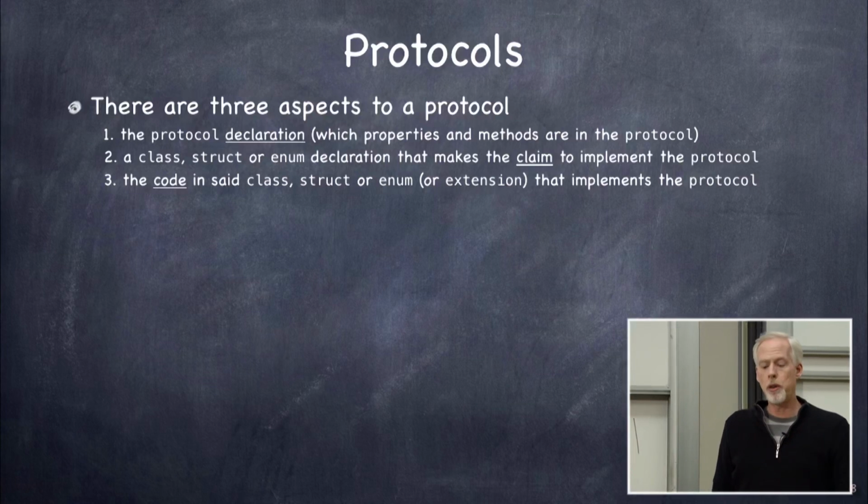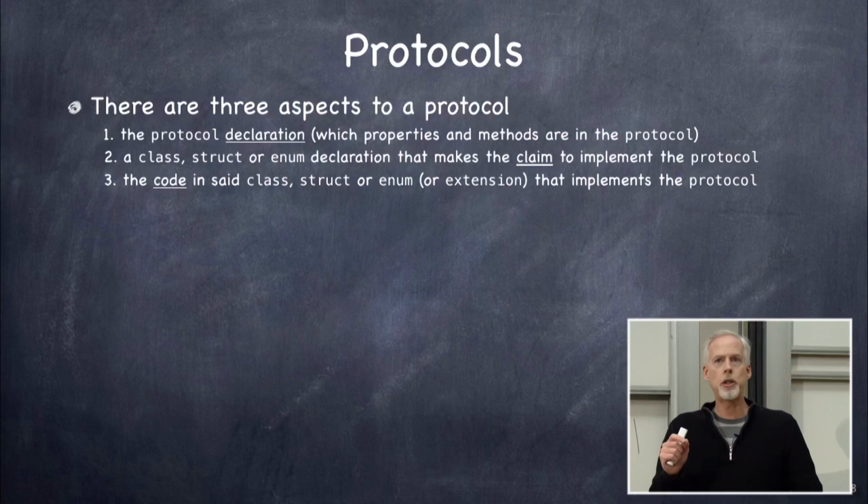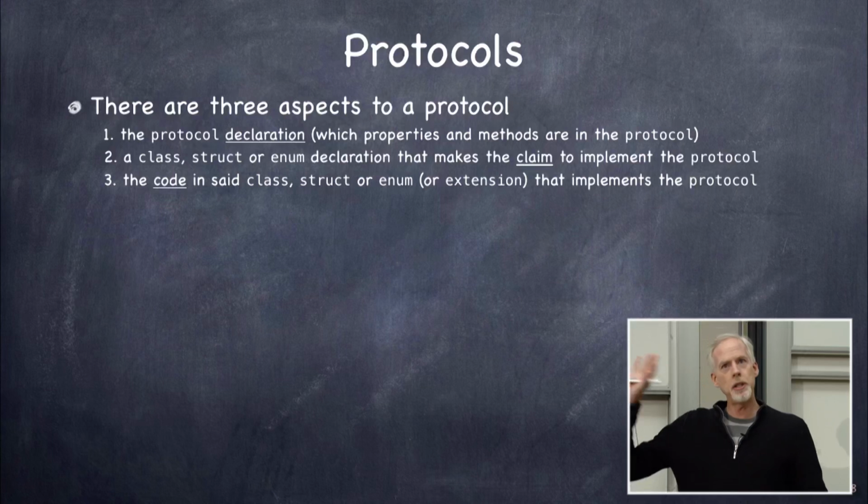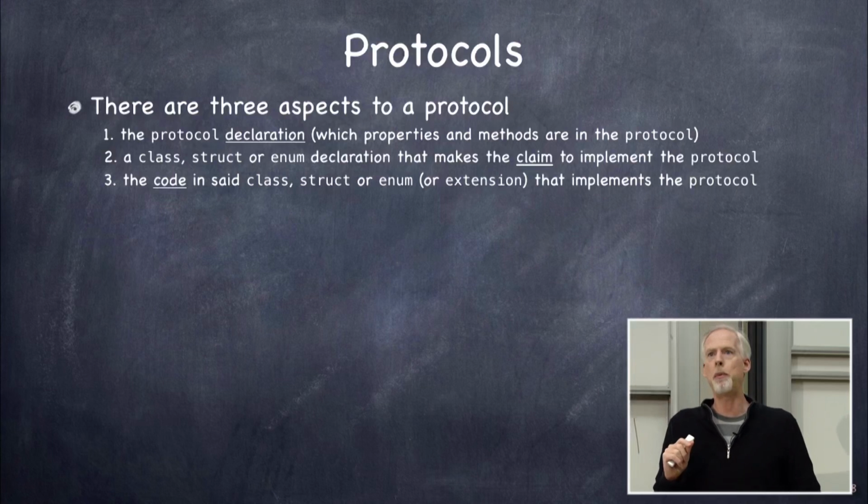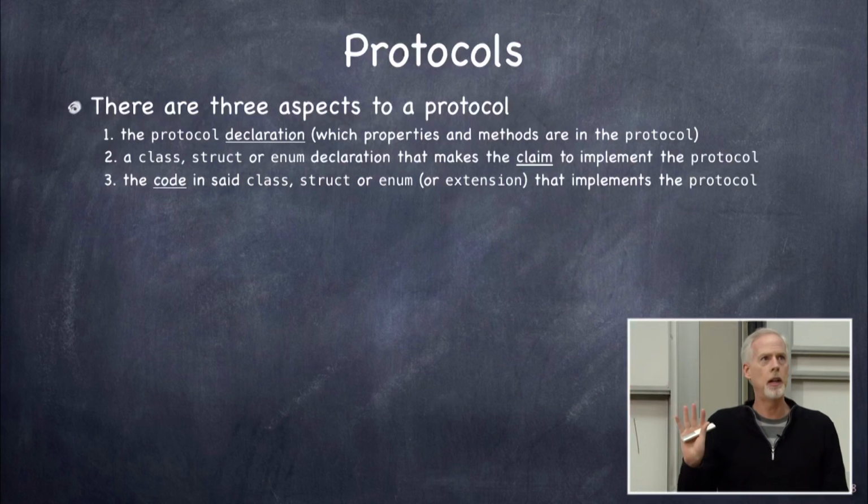Second part of a protocol, though, is a class or a struct or an enum raises its hand and claims to implement those methods and vars in that protocol. So there's the claim to implement a protocol. That's the second part, because somebody has to actually implement those methods that the protocol is a list of, and that's classes, structs, and enums. So they have to claim.